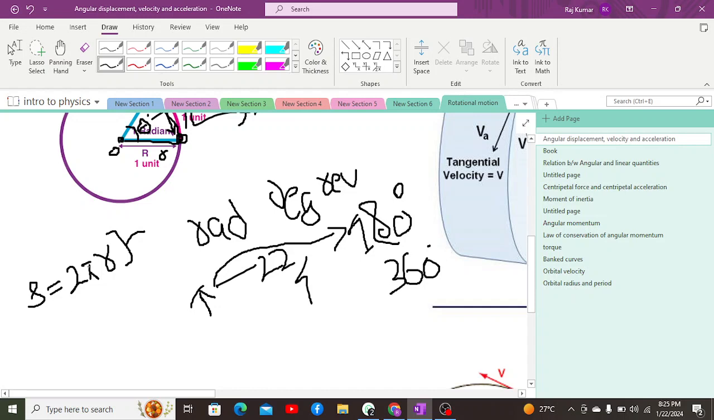Now when we multiply 360, the total degrees of the circle, with the radius, we get our answer, which is 2 pi r as the circumference of the circle. This is how the formula is calculated. Now coming to another part, where we calculated the value of S is equal to theta r.